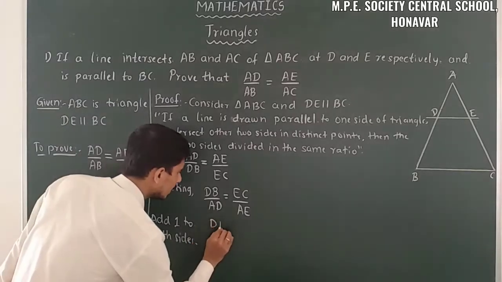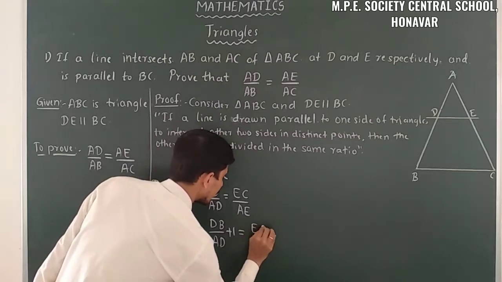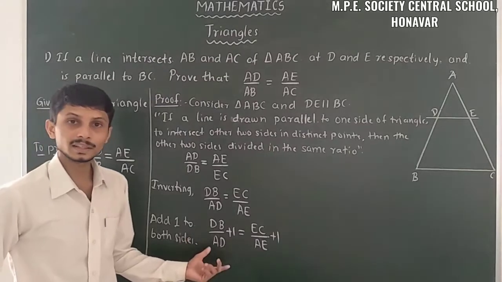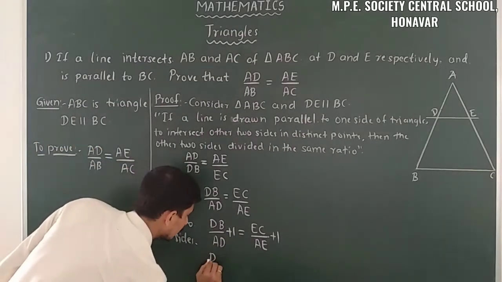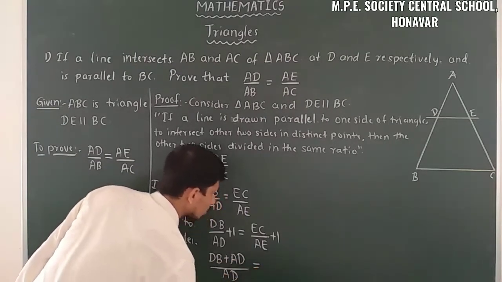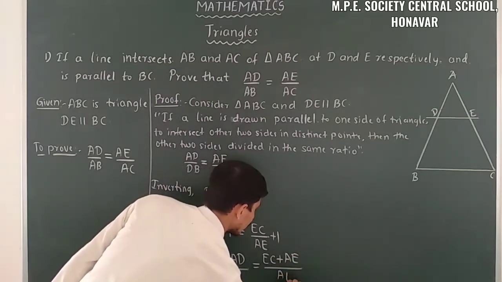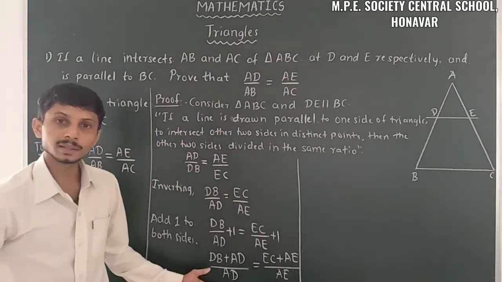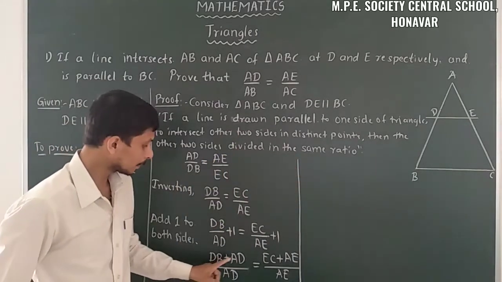Then here DB by AD plus 1 is equal to EC by AE plus 1. Then we can easily take the LCM of the denominator. So here, DB plus AD divided by AD is equal to EC plus AE divided by AE. So here we took the LCM of the denominator. After that we have to simplify here.